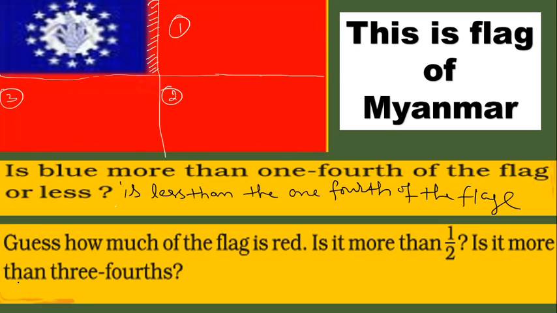Guess how much of the flag is red? So how do we write it? We write, is more than 3/4. Now look here. If it is more than 3/4, then it is clearly understood that it is more than half, because 3/4 is greater than half. So no need to write down again that it is more than half if it is more than 3/4. So I hope all of you understand these questions.